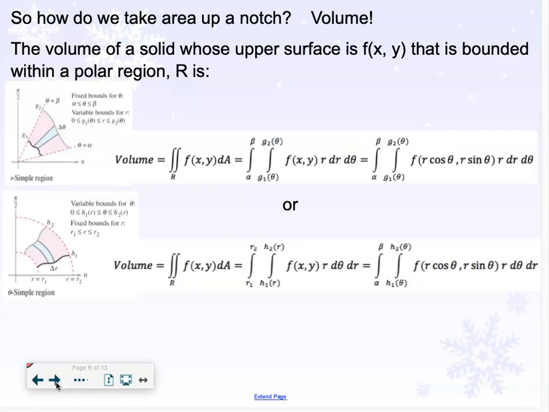Yes, Jack? Those are constants. So it depends on which alpha beta you're talking about. The top one, yeah, those would be thetas. The bottom one, those would be r's.